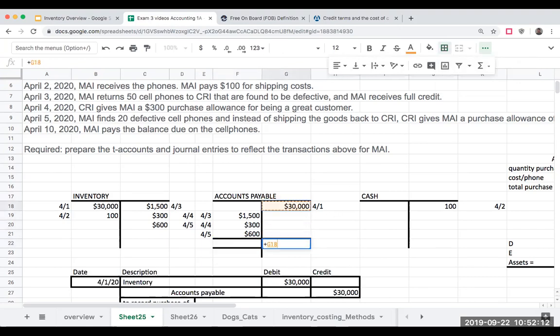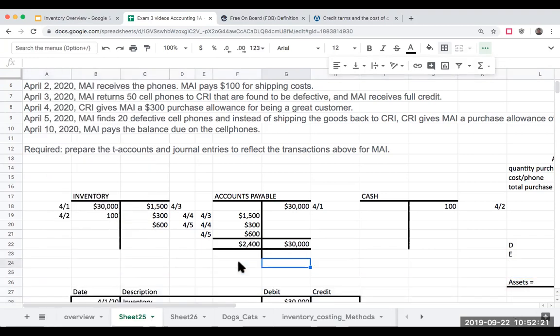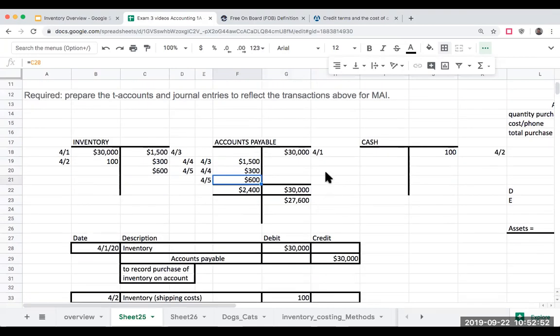The answer over here is going to be, initially I did owe $30,000. However, with the returns and the like that we've had going on, the actual amount that I do owe now is going to be 30,000 less 2,400, or 27,600. That is the amount that I owe. Okay, so again, 30,000 was the initial amount, less the 1,500 for the physical return, 300 for the purchase allowance, and another $600 purchase allowance.